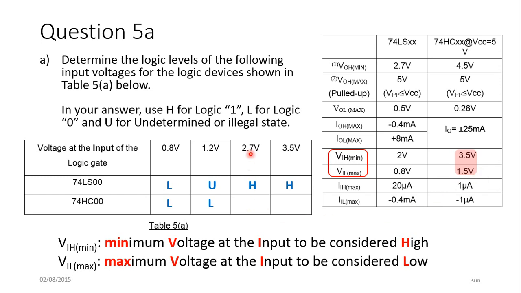The logic of 2.7 volt will be considered undetermined because the voltage level is in between VIH min and VIL max. Lastly, 3.5 volt will be considered logic high as it is equal to VIH minimum.